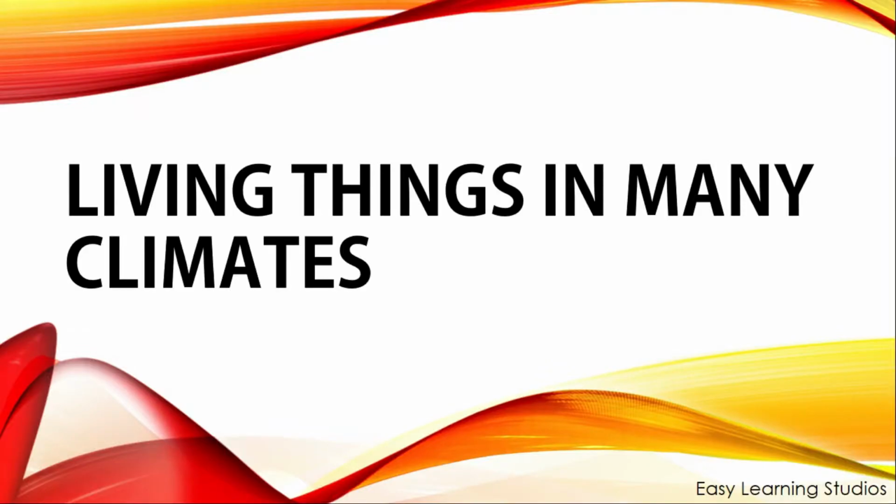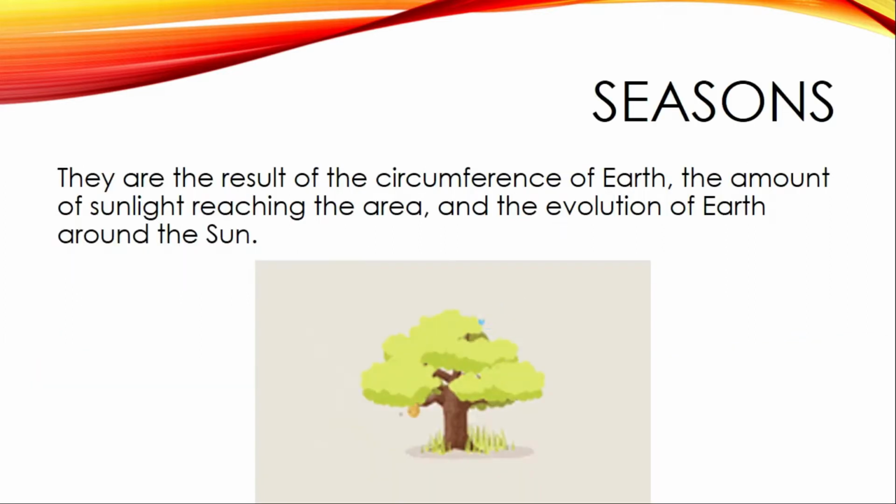Okay guys, for today, we're gonna learn about living things in many climates. So, let's go. First, seasons. They are the result of the circumference of Earth, the amount of sunlight reaching the area, and the evolution of Earth around the sun.